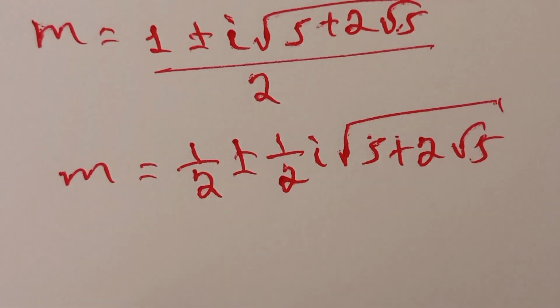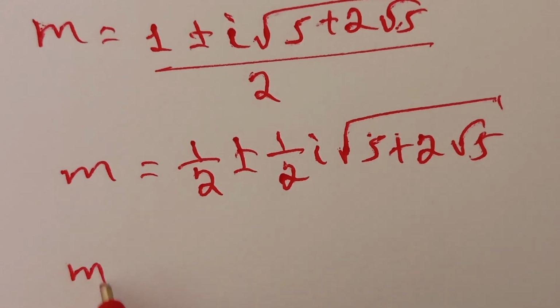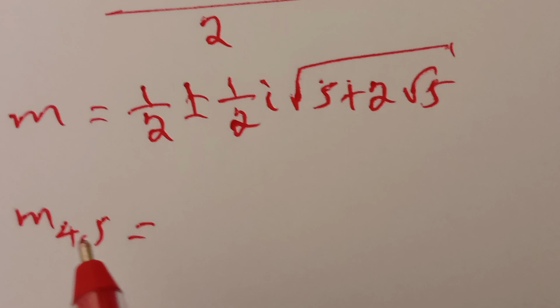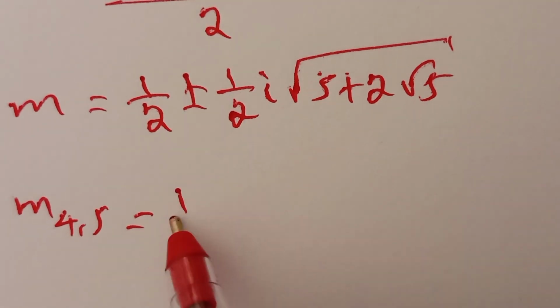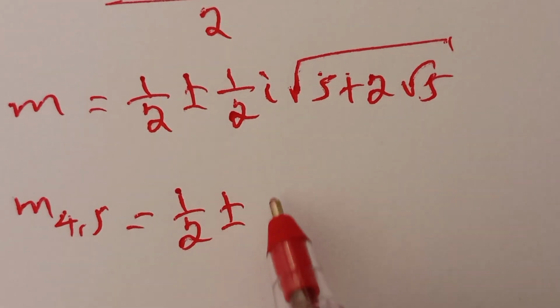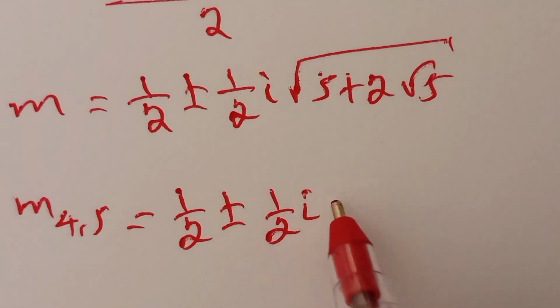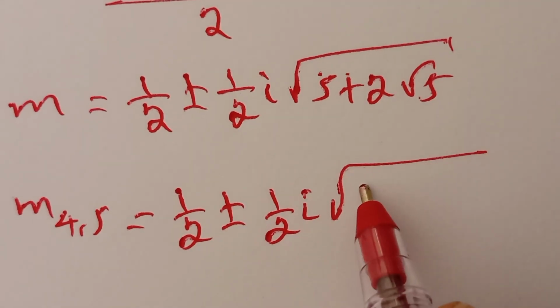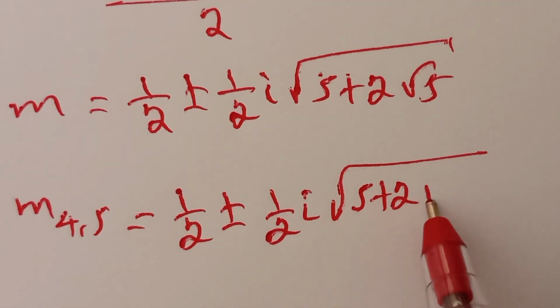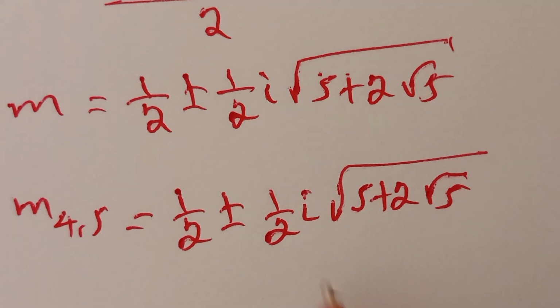So this is the fourth and fifth solution. Therefore, m for the fourth and fifth solution is equal to 1 over 2 plus or minus 1 over 2 i under radical 5 plus 2 root 5.